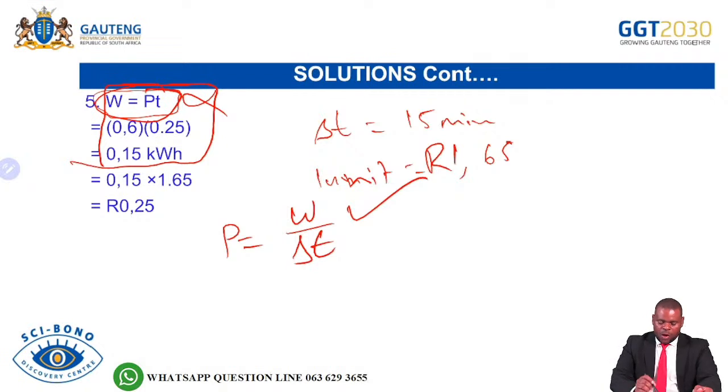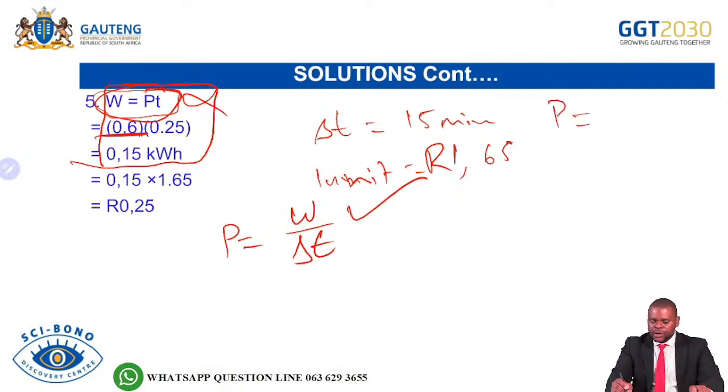Yes. Now, how much are we given for power? How much is the power that we're given? The power, remember. And then you ask yourself, where does this 0.6 come from?